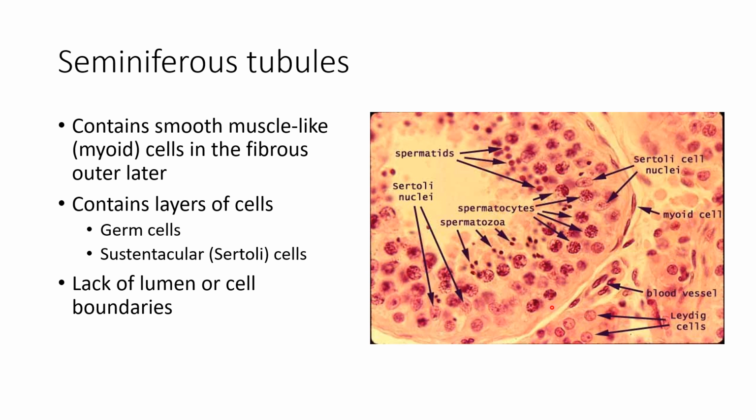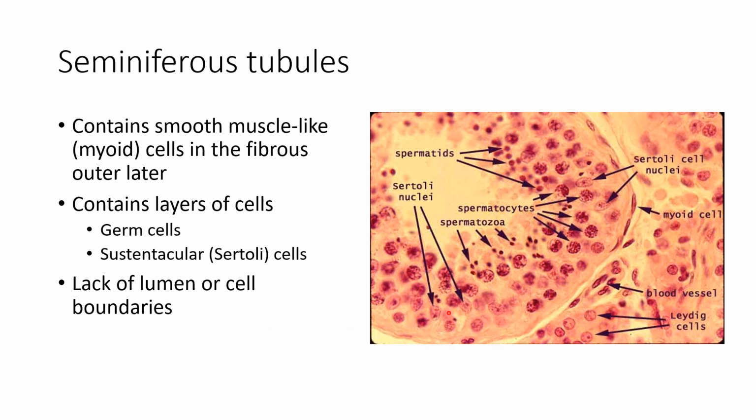These sustentacular cells or Sertoli cells play a supportive role. They form a kind of tight junction system that gives a supportive role to the germ cells, to nurture them. They also produce what looks like an androgen substance that supports the growth and development of the germ cells.